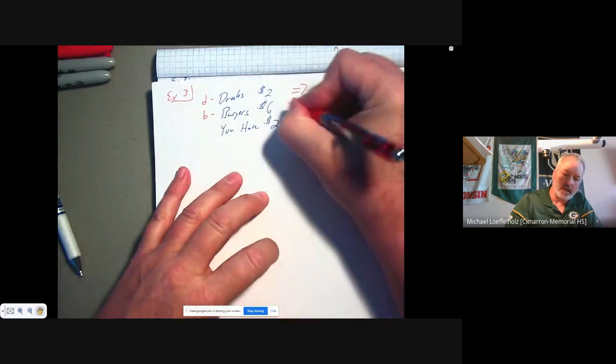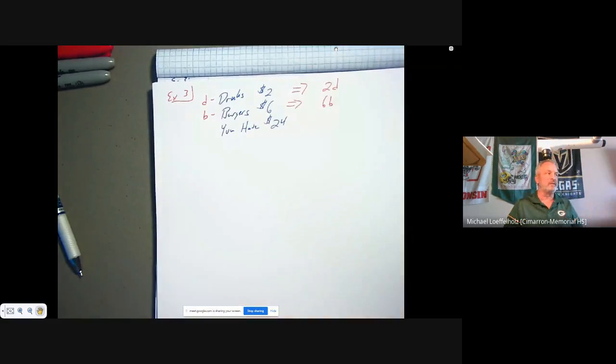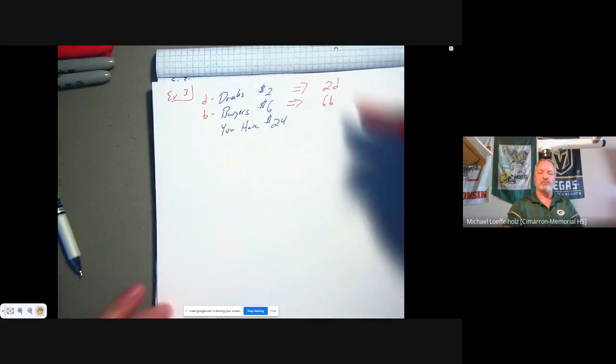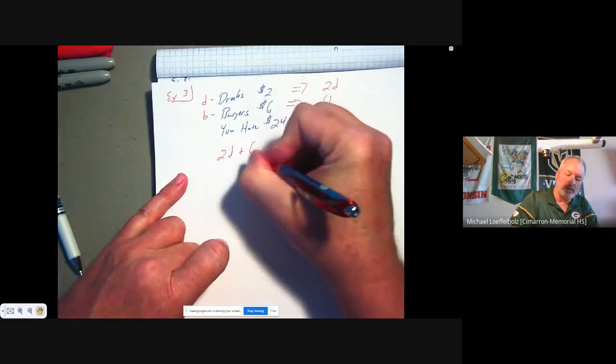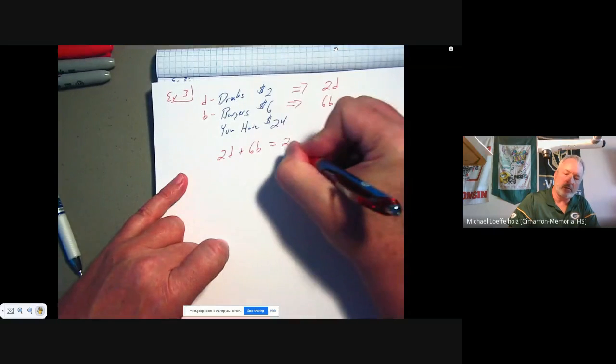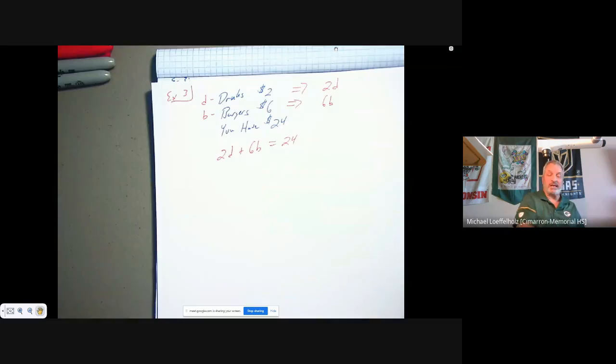All right. Okay, burgers, $6 each times B. So the total cost of burgers is 6B. All I got to do is add these 2 numbers to make 24. 2D plus 6B equals 24. All right, now I'm going to do the same steps we did before.